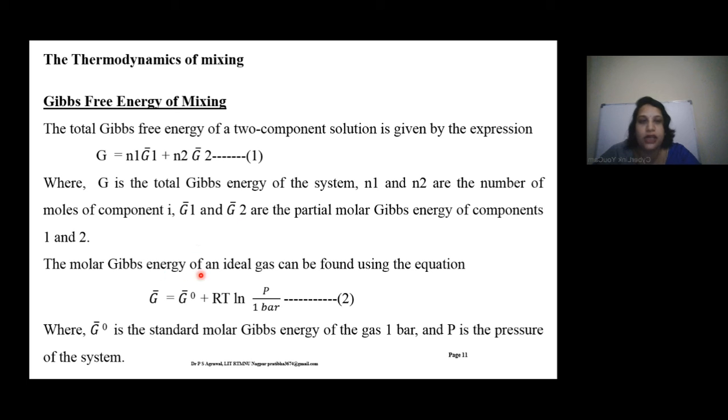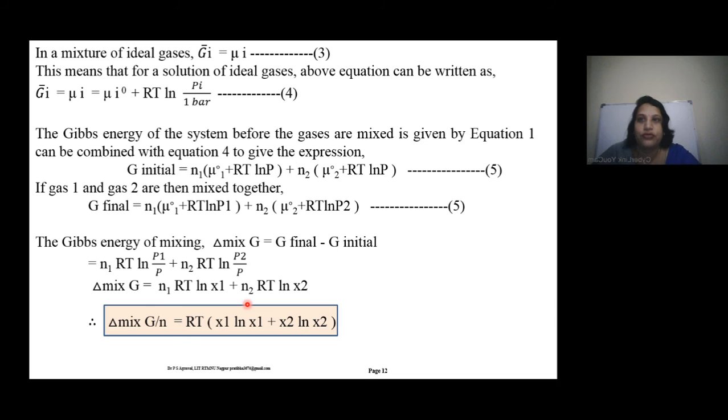The molar Gibbs free energy is this, where G0 is the standard molar Gibbs free energy at 1 bar. P is the pressure. Now, in a mixture of ideal gases, we know that this is equal to the chemical potential. This means that the equation can be written like this: Gi bar means mu i, that is equal to mu i0 plus RT ln this.